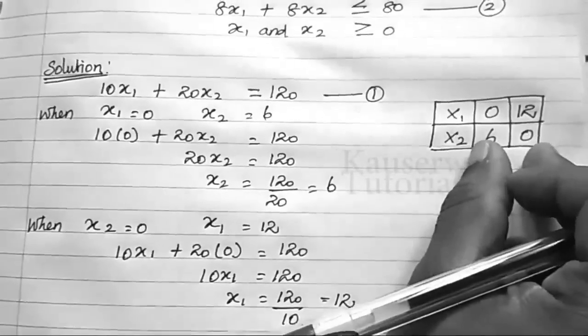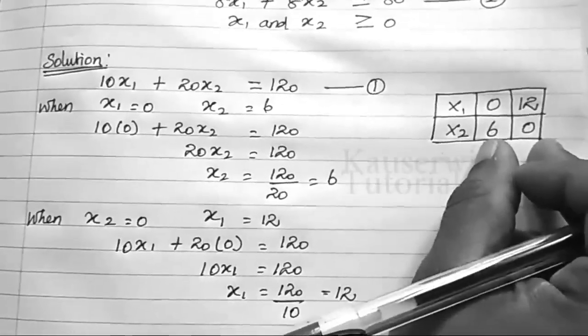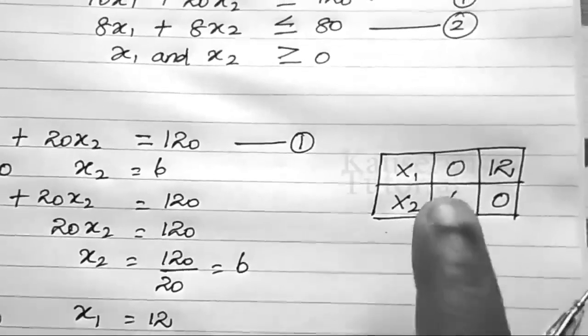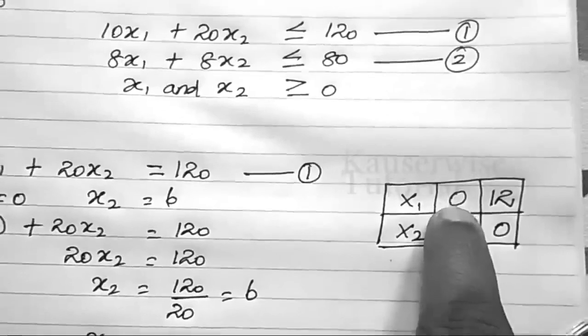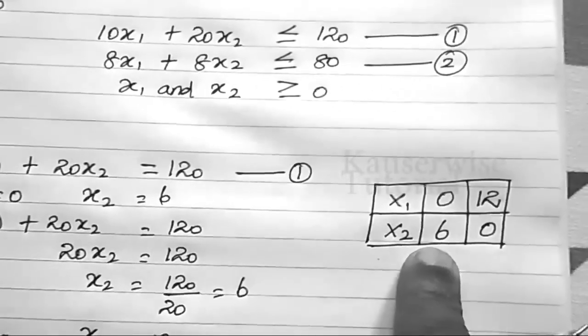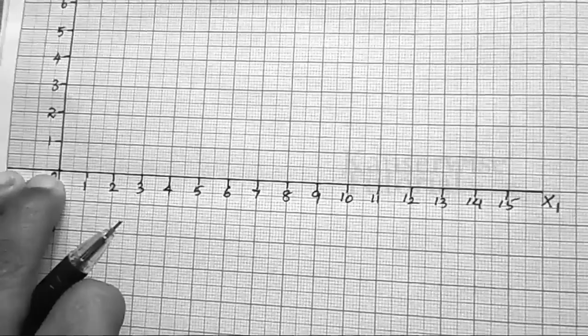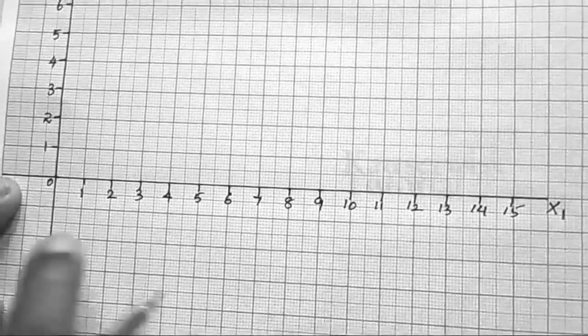So now we have got 2 points. With this you can plot into the graph sheet. In order to draw a line, we need to have 2 points. Okay, first one is x1 0, x2 6. This is the first point. And second point is x1 12, x2 0. This axis is x1 axis and this one is x2 axis.